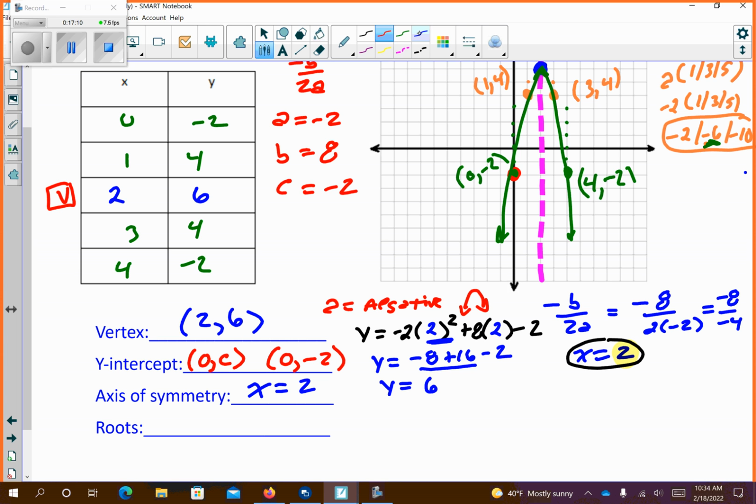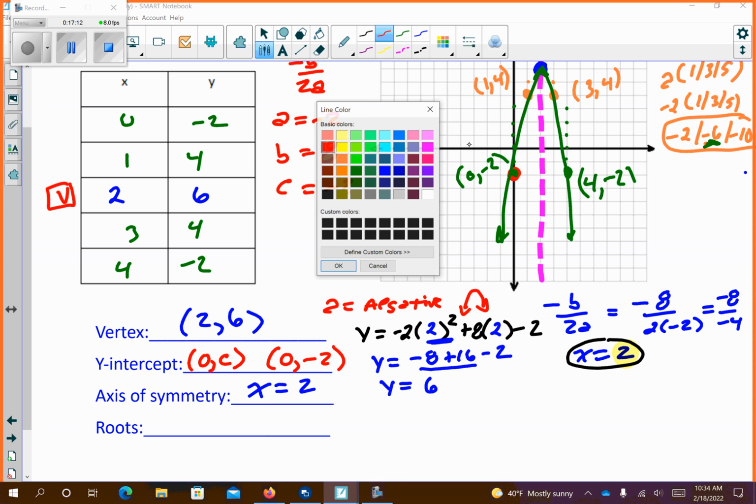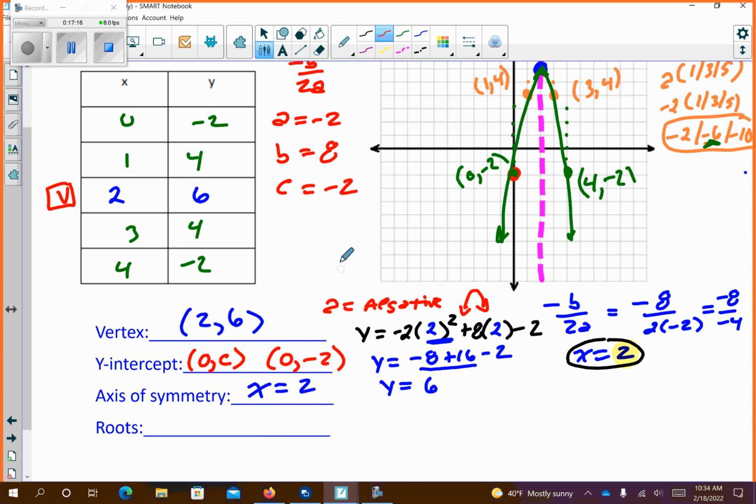Okay, so friends, let's pick a color we haven't used. Oh, look, let's do puke green. Right here and right here are my roots. I don't know exact roots at this point, though I do know that it does cross the x-axis.